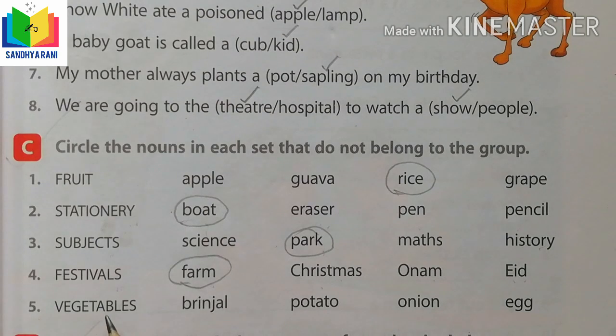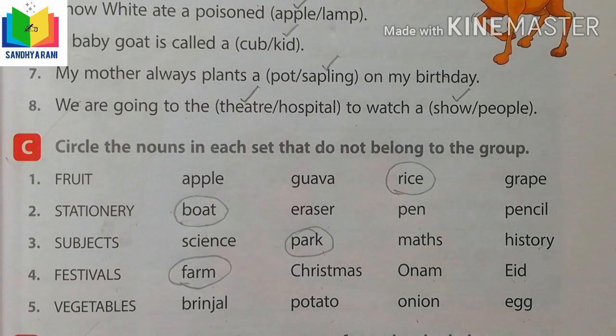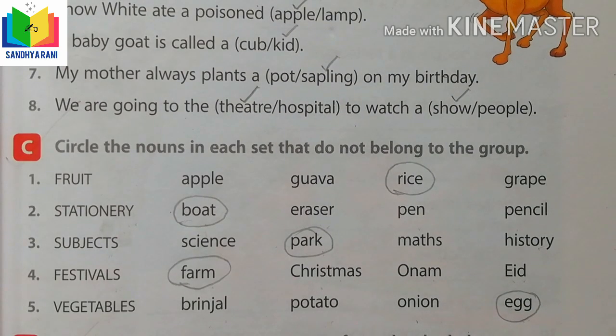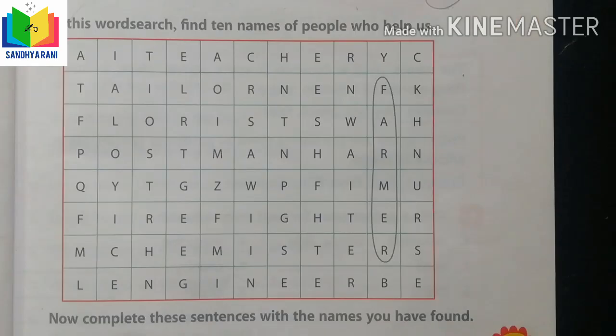And the final one, vegetables. See here, brinjal, potato, onion, egg. In this group, brinjal, potato, onion are vegetables, and egg is not a vegetable. So we have to circle it. Okay children, we have completed this exercise too, and let us get into our next exercise.